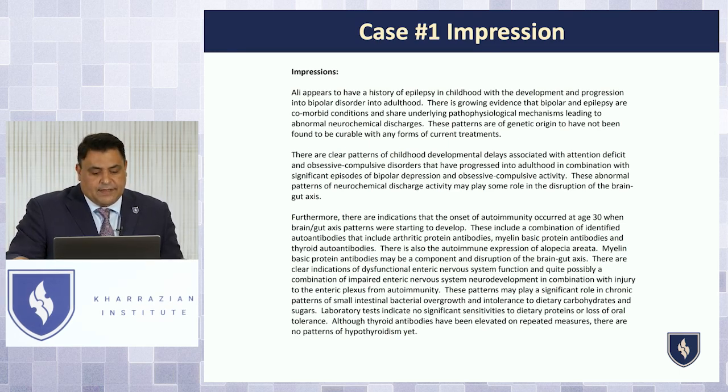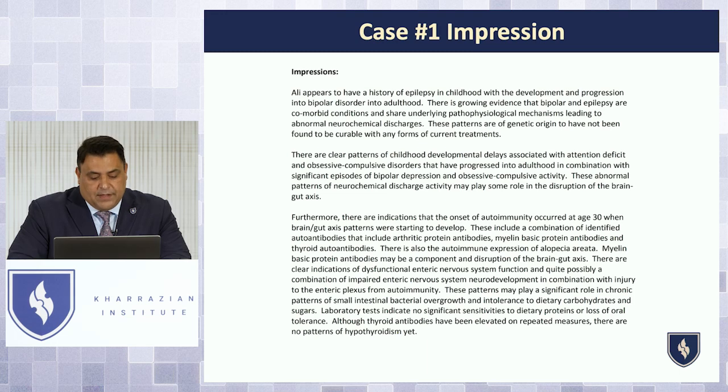These include a combination of identified autoantibodies that include arthritic protein antibodies, myelin-basic protein antibodies, and thyroid antibodies. There's also the autoimmune expression of alopecia areata. Myelin-basic protein antibodies may be a component of disruption of the brain-gut axis. There are clear indications of dysfunctional enteric nervous system functions and quite possibly a combination of impaired enteric nervous system neurodevelopment in combination with injury to the enteric plexus from autoimmunity.